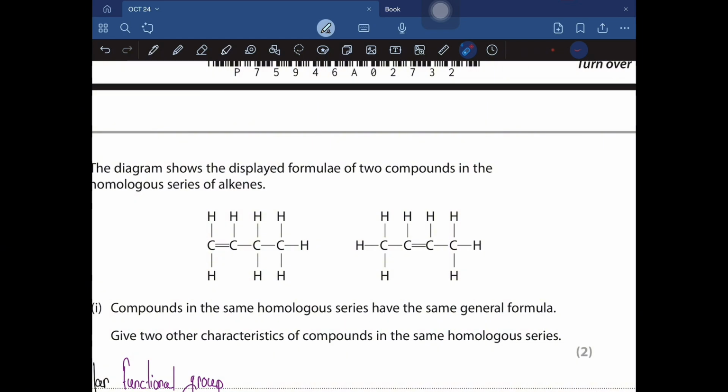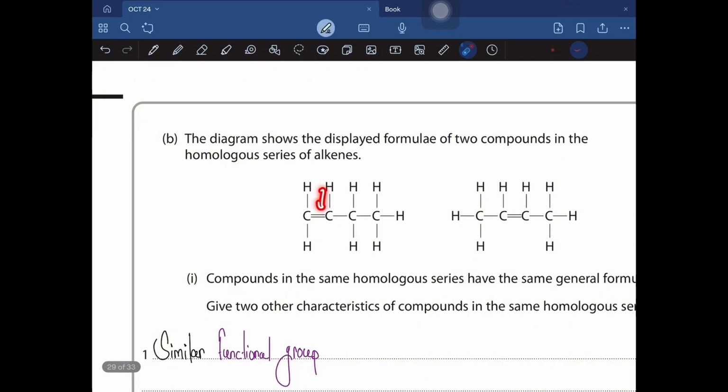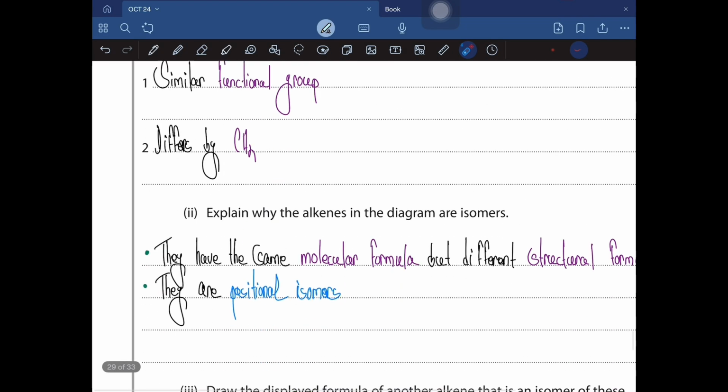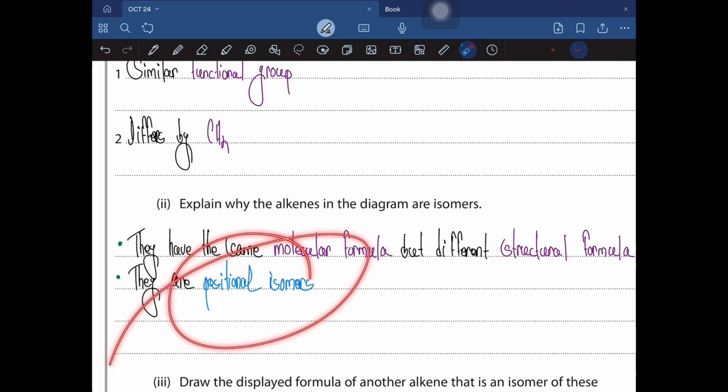But let's take a look at the structure. In the structural formula, we have a carbon carbon double bond over here, and we have a carbon carbon double bond over here, so the structural formula is different. Hence these are isomers. As the positions of these functional groups are different, these are positional isomers. So they have the same molecular formula but different structural formulas, and they are positional isomers.